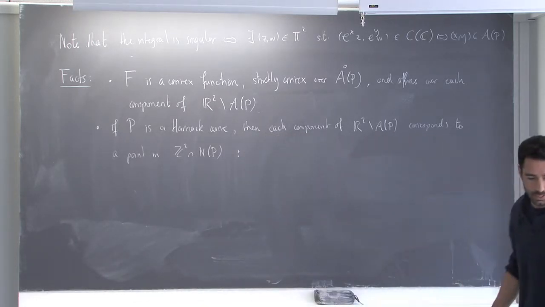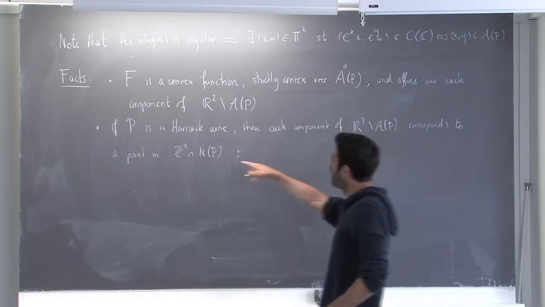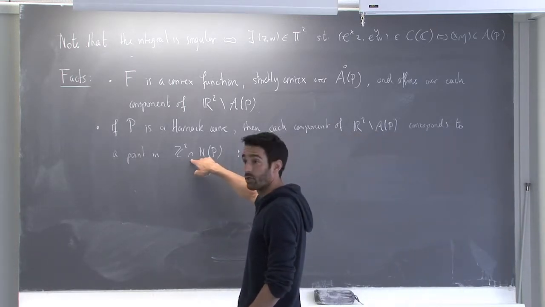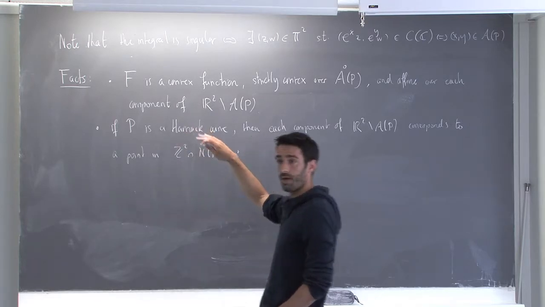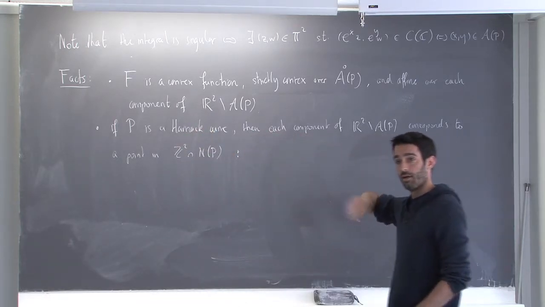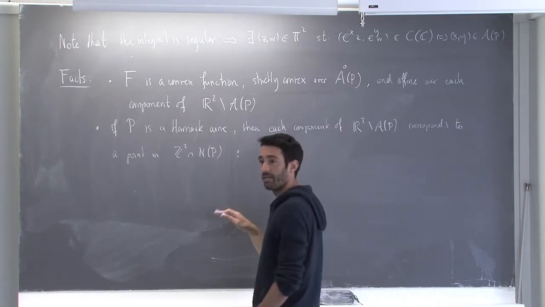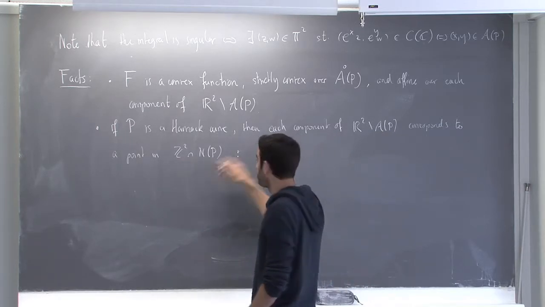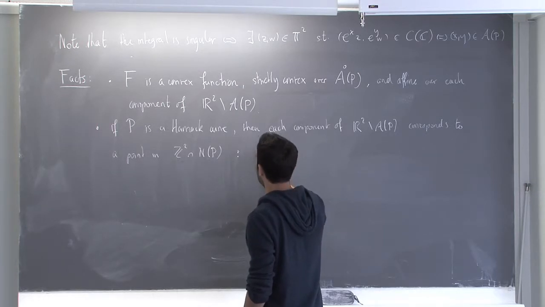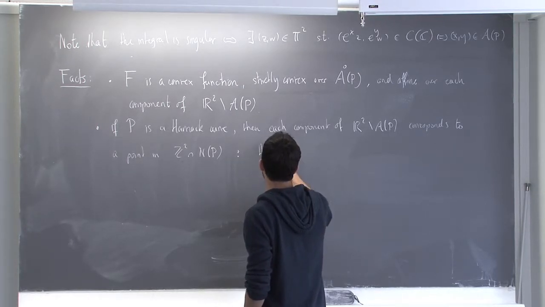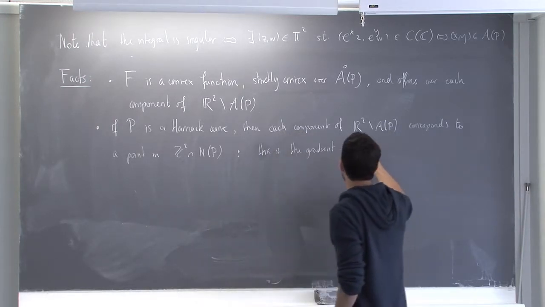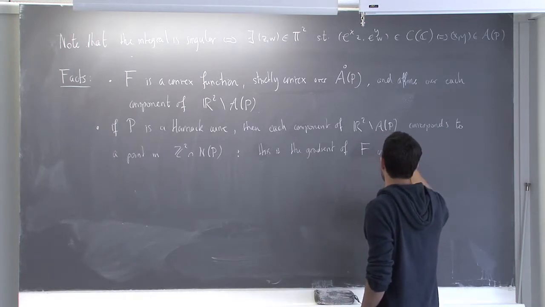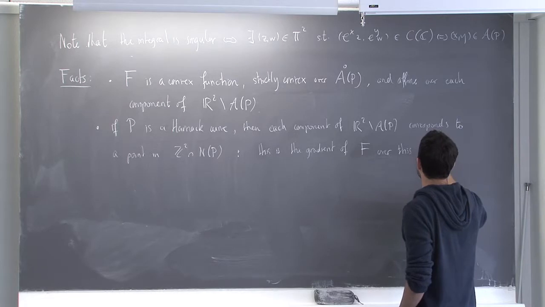And I don't know if you see it coming. The fact is that this integral point will be equal to the gradient of f on this component, right? So f is affine over this component, and its gradient is given by the corresponding integral point here. So this is the gradient of f over this component.